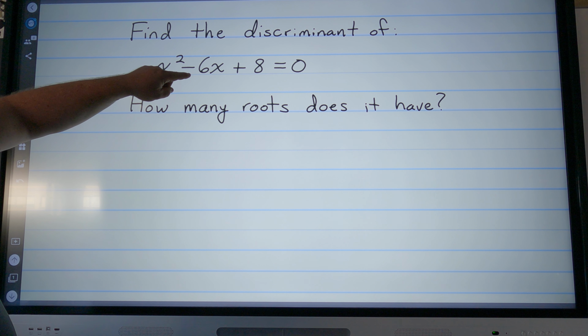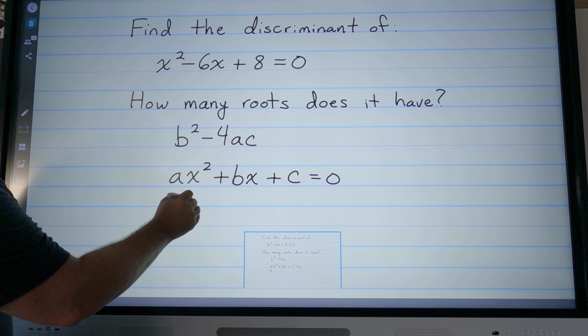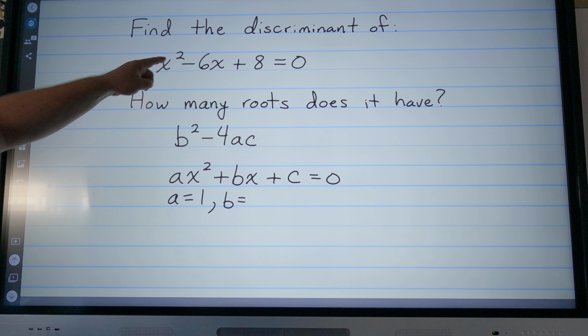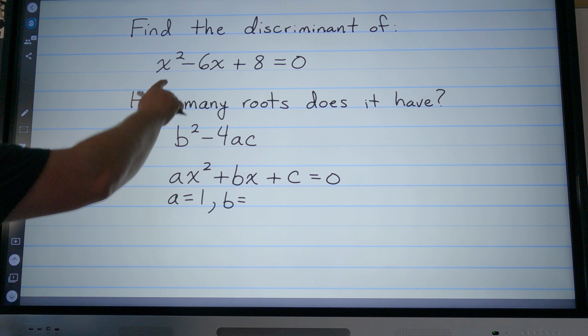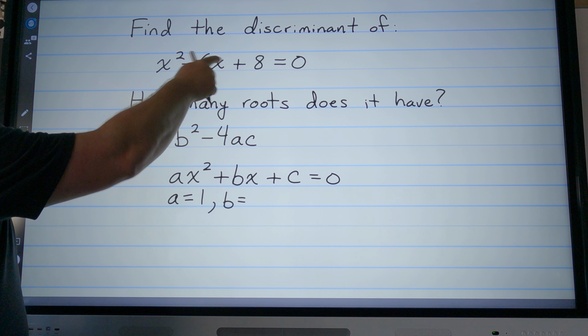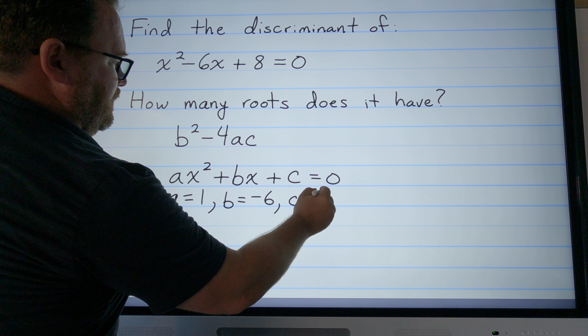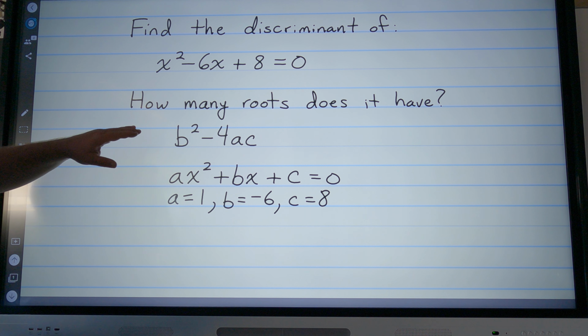So we have x squared minus 6x plus 8 equals 0. In this case, there is no number written in front of x squared. That number is 1 if there's no number written. So a is 1, b is negative 6. This is the same as plus negative 6x. So b is negative 6 and c is 8. So we're going to substitute those values in.